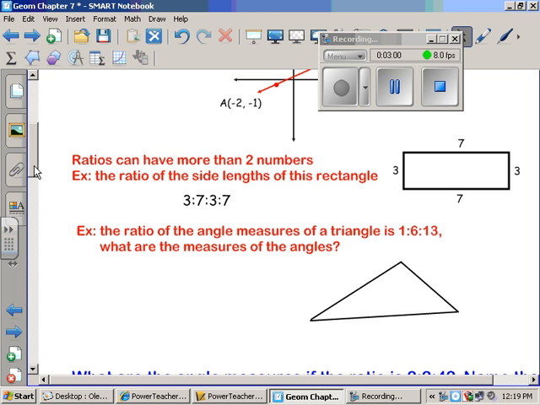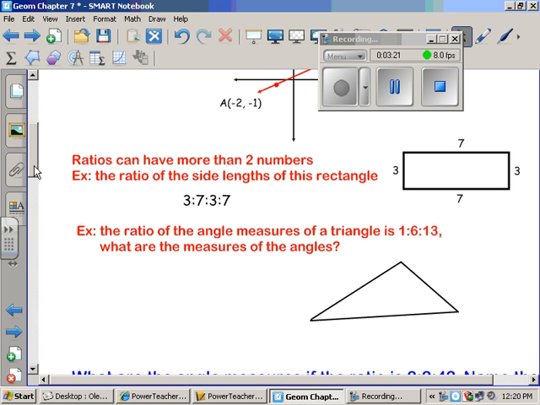Do you remember, it was before break, in chapter 6, where we did the television, the aspect ratio, the height compared to the width of a television, and we solved for the diagonal? Do you remember doing that? And it was a ratio, it wasn't actual numbers.